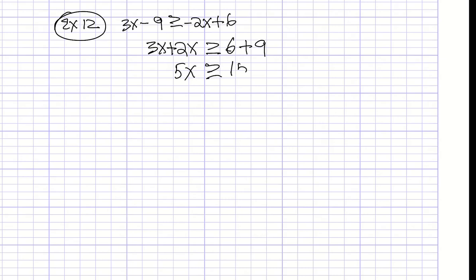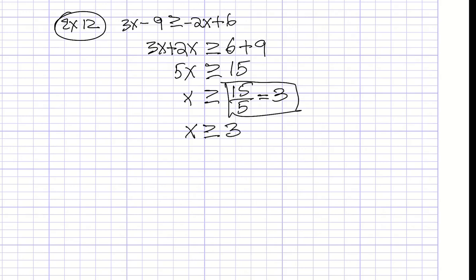And then it's 5x greater than or equal to 15. x greater than or equal to 15 divided by 5. That will give you 3. I don't want to confuse you, because some of you might say negative 3 because you're going from one side to the other. So it's still x greater than or equal to 3. Don't get confused. Whatever you do on this side is that side's business, okay? This is number 12.